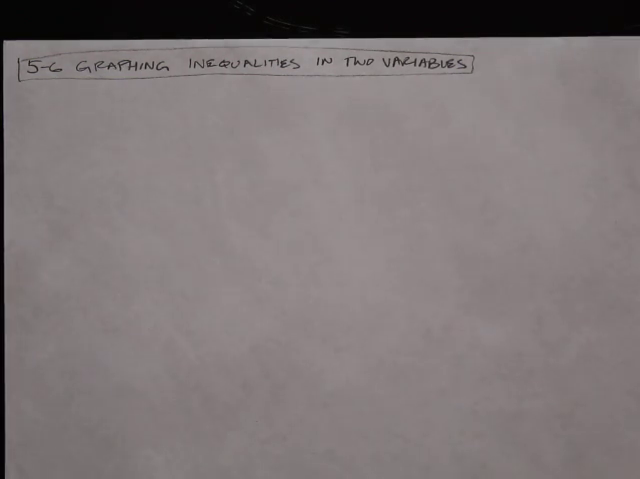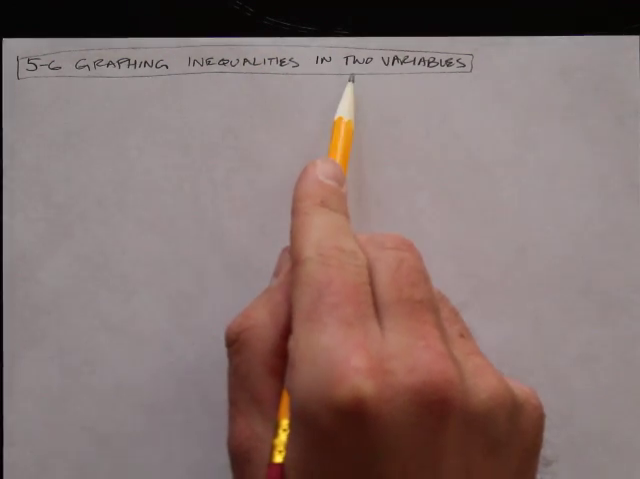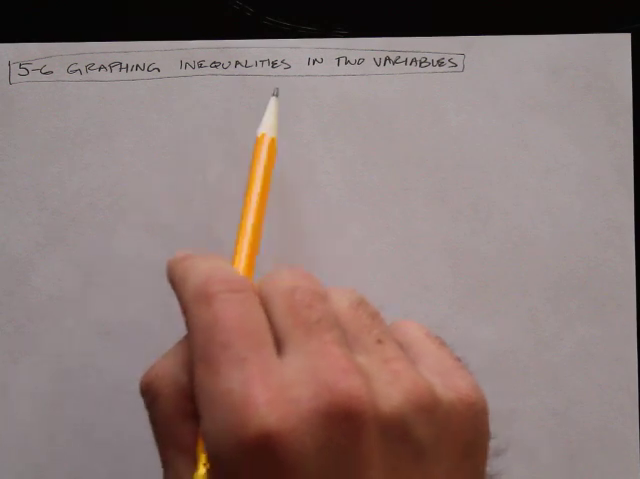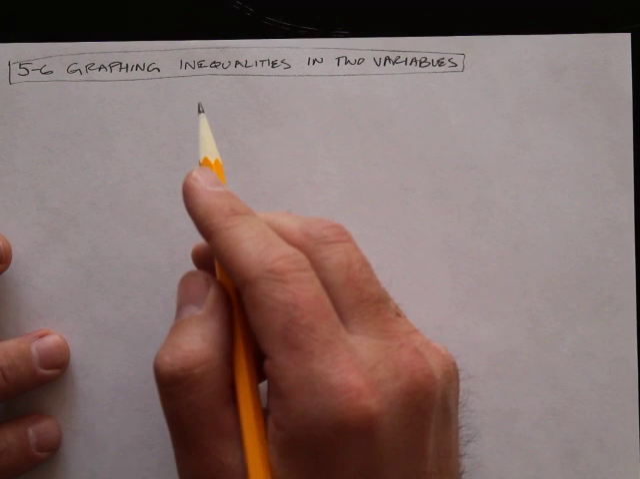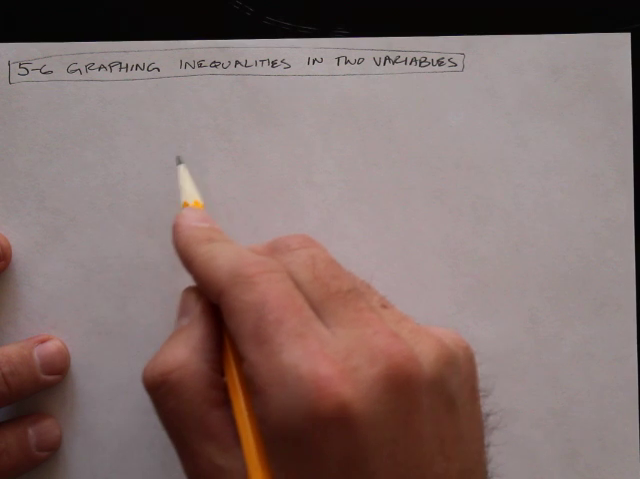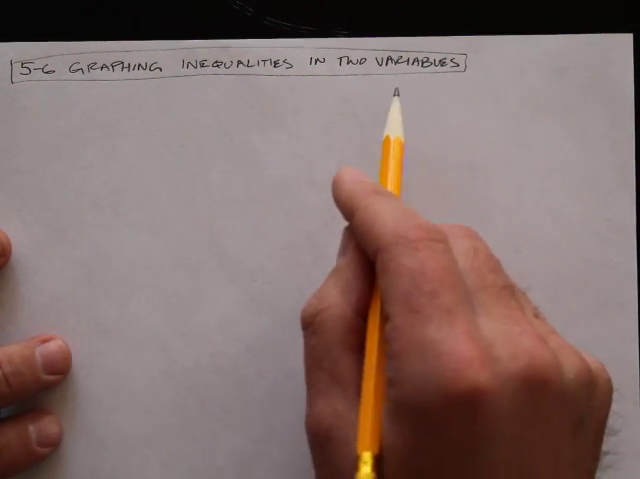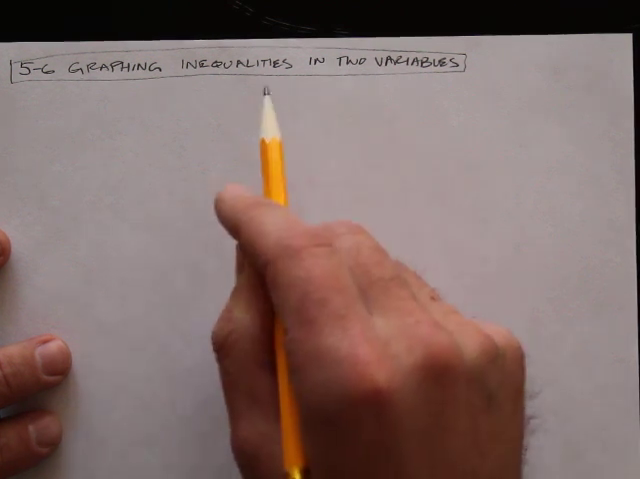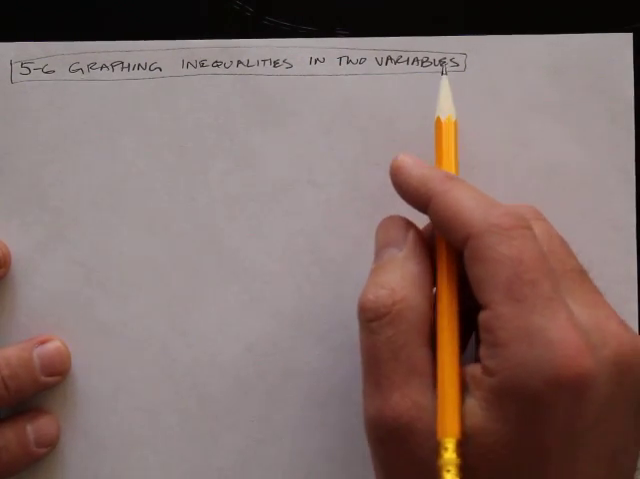Algebra 1, 5-6, graphing inequalities in two variables. So far this chapter we've just been using one variable, so we are graphing on a number line. And so now we are going to be graphing on a coordinate plane. So we're going to graph a line, because we have two variables here, an x and a y value. And these are going to be inequalities, so we're going to be shading and stuff.